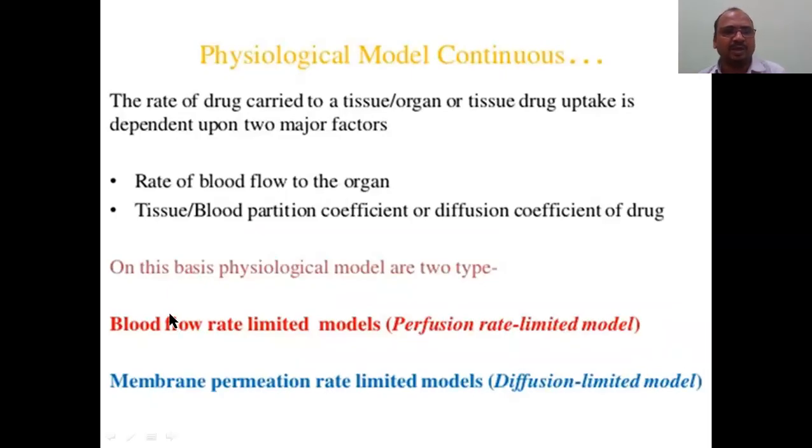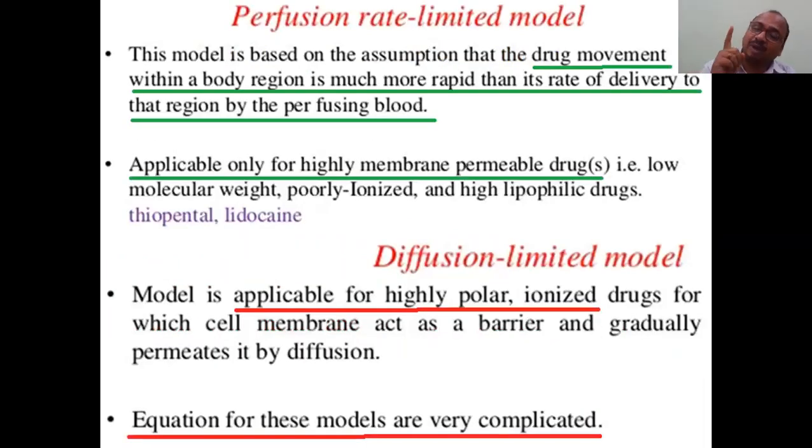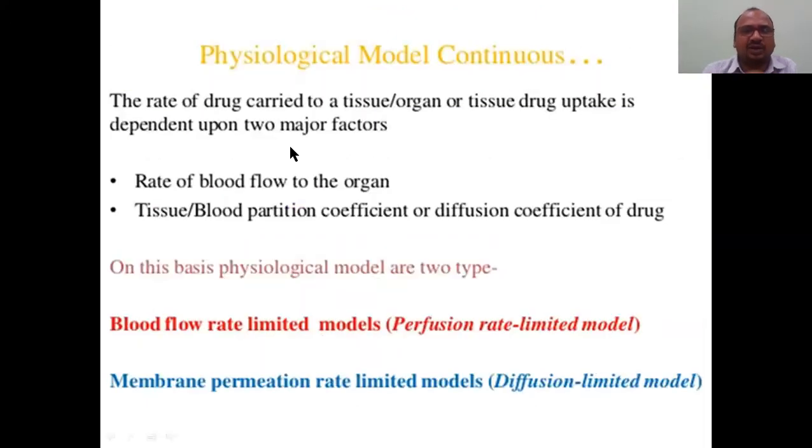Two types are there here. First, blood flow rate limited, that is, perfusion rate limited. Tissues like skin, adipose tissue and bone do not have a high blood supply, and those types of models are called blood flow rate limited models. Number two is the membrane permeation limited model. Some tissues will not allow the drug to enter easily. Those are called diffusion models, but these are not much important. The catenary and mammillary models are very important. So in the physiological model, I have told you two: perfusion rate limited and diffusion limited.